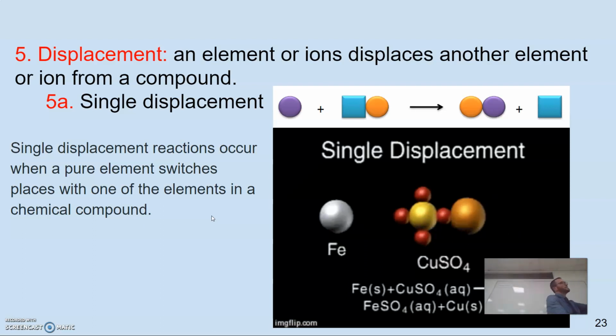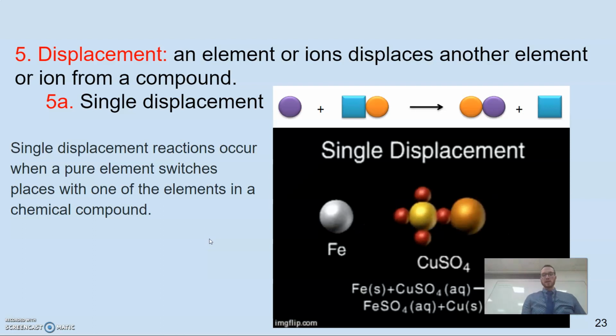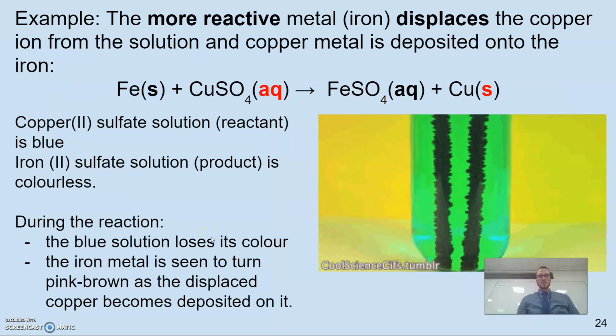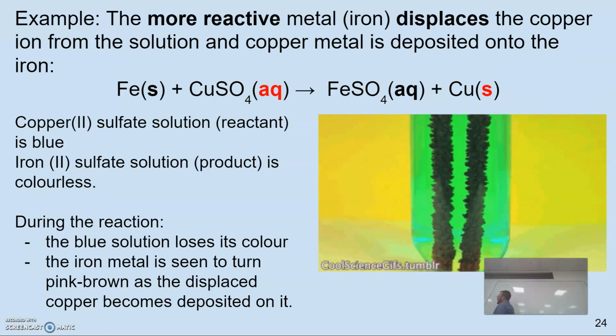Single displacement is when we take a metal and put that metal into a solution, and what may occur is the metal ion from the solution will come out and the solid metal goes into solution. So here's the example: if I put an iron nail into a copper sulfate solution, copper comes out of the solution and iron goes into the solution. It displaces the copper ions to make copper solid instead. So I've got an iron nail in a copper sulfate solution.